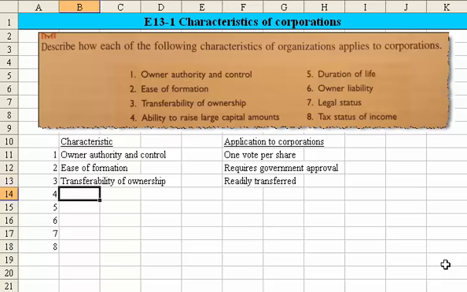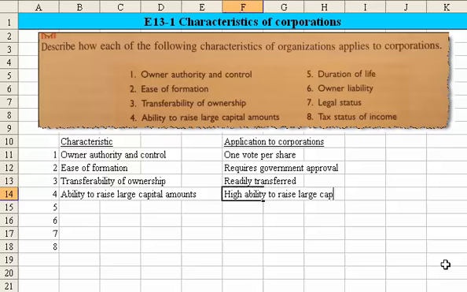Now, number 4 talks about the ability to raise large capital amounts. And the corporation perhaps is best for that, so what we can say is there is a high ability to raise large capital amounts, okay? Or we could instead just simply say there's a high ability, okay?